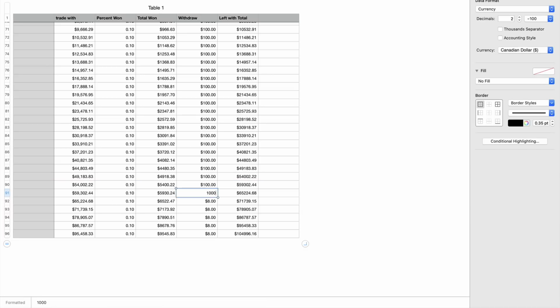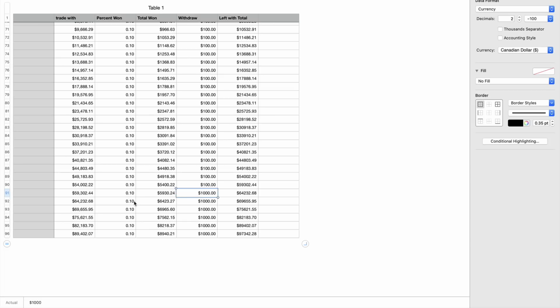Let's say here I decided, you know what? I'm making $5,900. I'm going to take out $1,000. So here I am. I'm going to take out $1,000 a trade. I'm withdrawing this as my salary. I did 90 trades, and now I'm at 90 trades. Holy crap! I'm making $1,000.